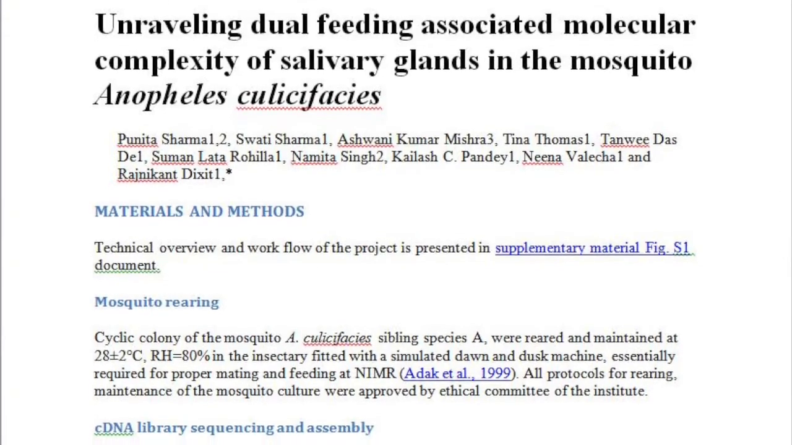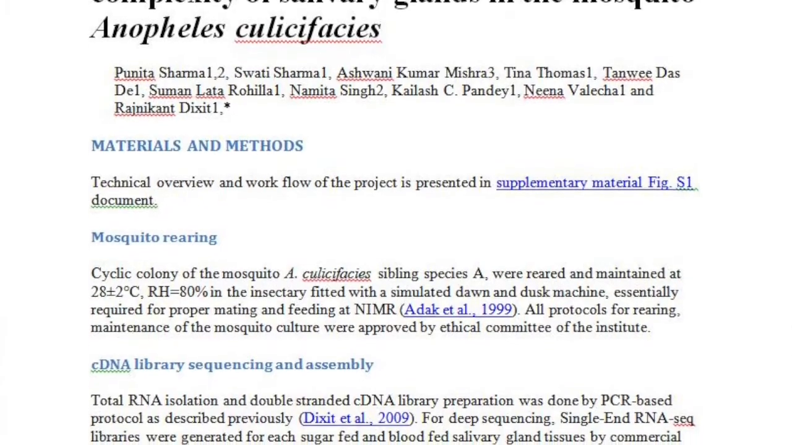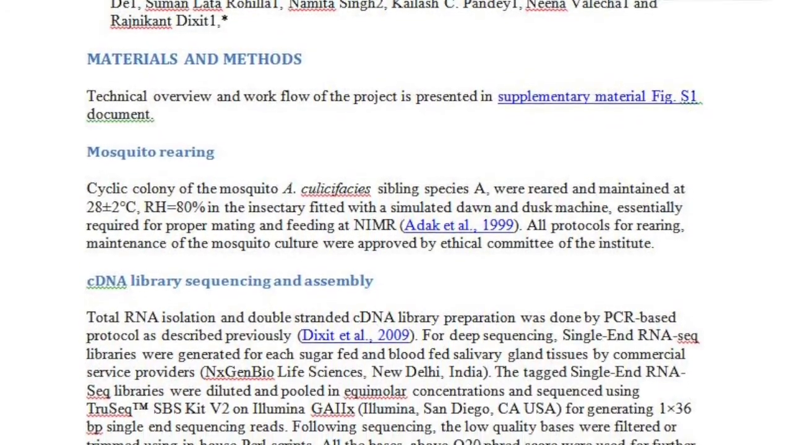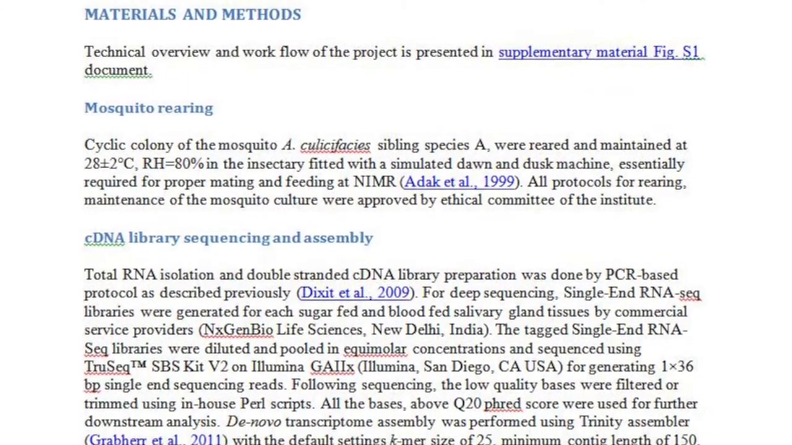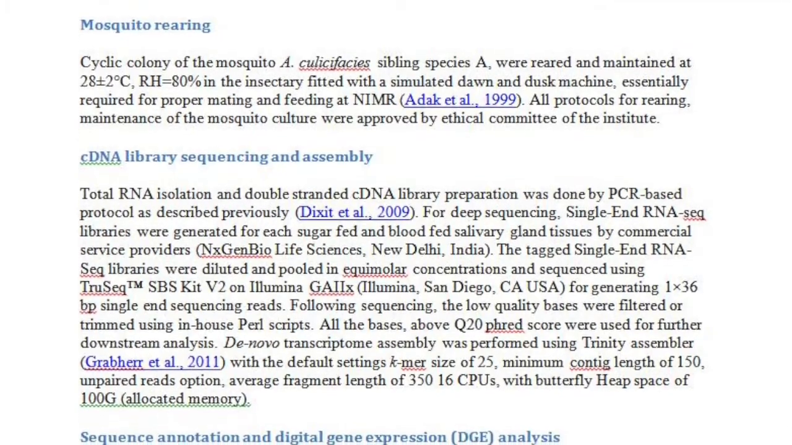Let's look at a sample material and methods section from an article published online in Biology Open. You don't need to understand what's being said in the article, but you can see the amount of detail given by the authors and the fact that everything remains third person past tense, and it's written in paragraph form.